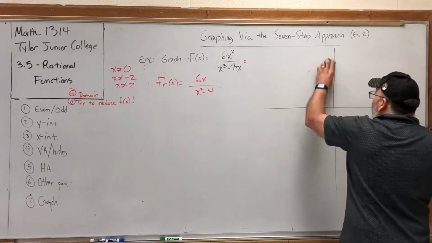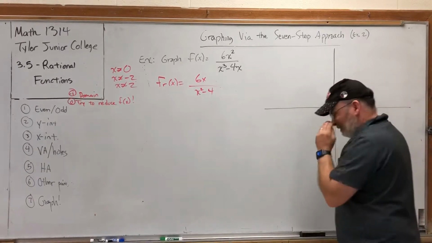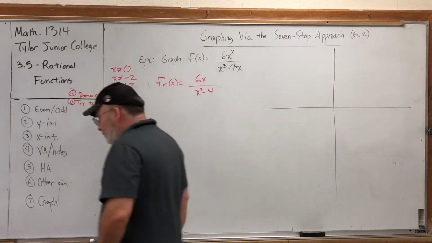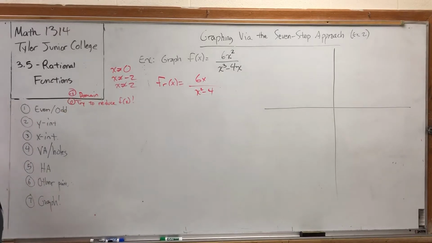So if a function reduces, you'll want to reduce it at the beginning. Then begin your analysis after you find the domain, or rather the domain's exclusions. All right, so let's check even versus odd. Which one should we do this on, the original or the reduced? The answer is on the reduced.